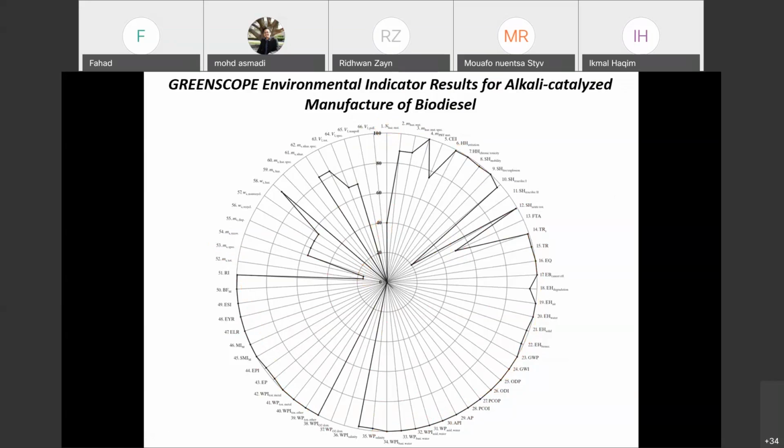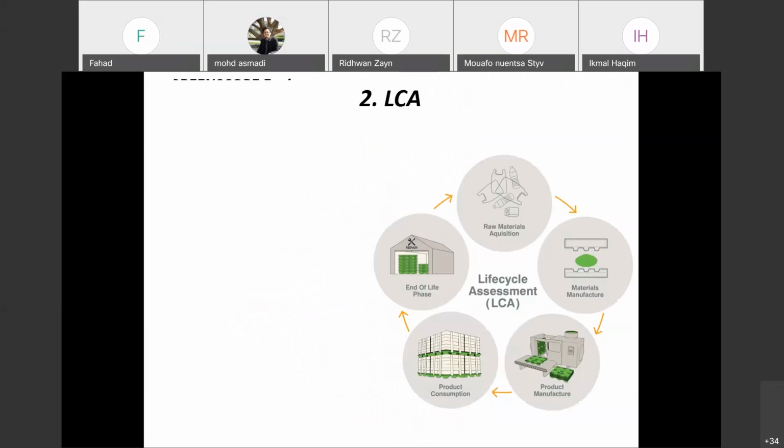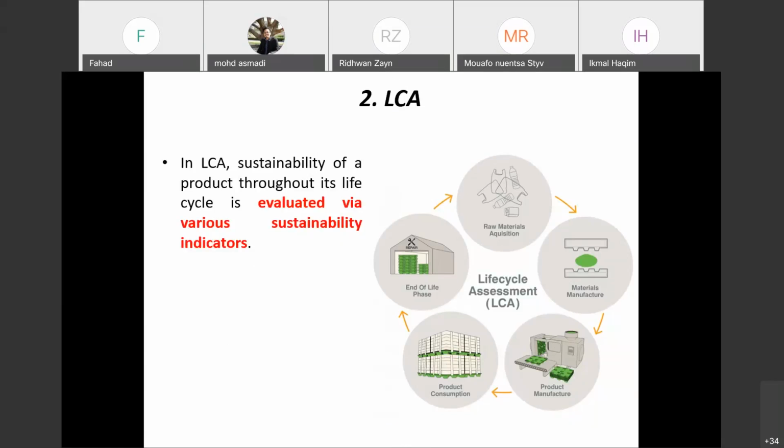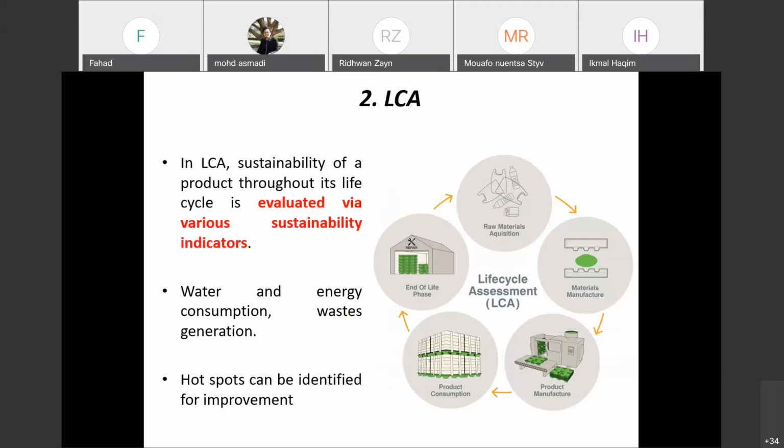So let's see the life cycle analysis. It is evaluated via various sustainability indicators: water, energy consumption, waste generation. The concept is like cradle to the grave, from the beginning until the end. For example, the production of biodiesel and biofuels, all the cycle you have to measure, from the raw materials. This is the life cycle analysis.